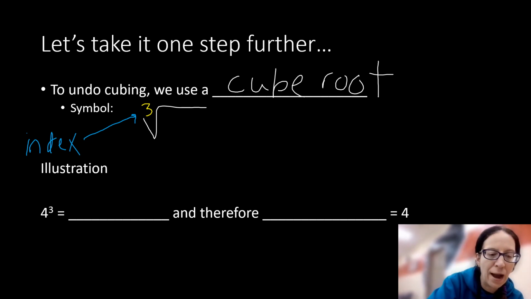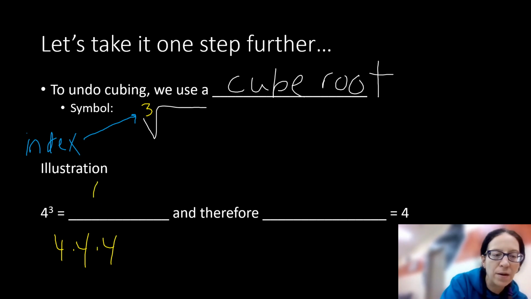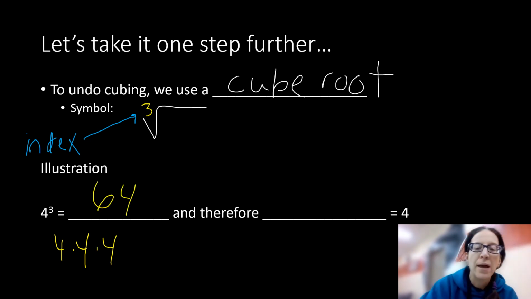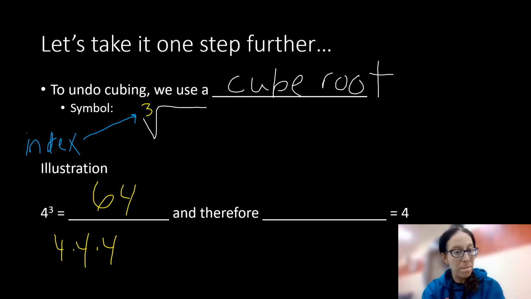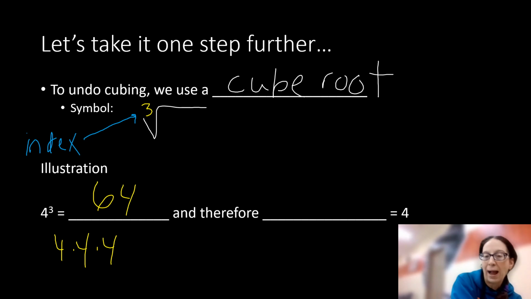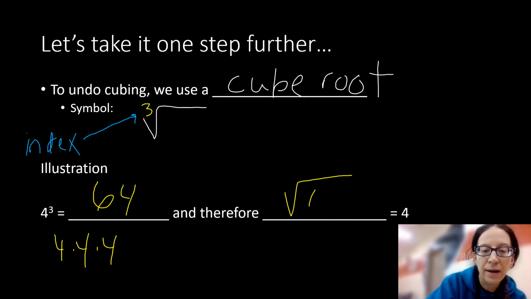Suppose you have the number 4 and you cube it. Keep in mind what that means. That is 4 times 4 times 4, and you get the number 64. Now suppose you wanted to go backwards, so you wanted to take the 64 and go back to the 4. The way you would do that is with a cube root.